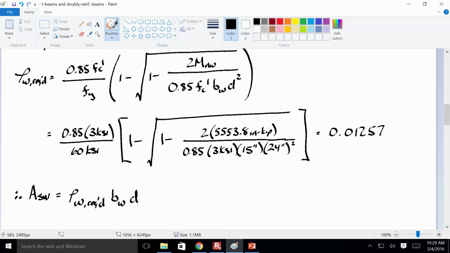So that comes out to be about 4.526 inches squared. Make sense? Everybody good? Okay.